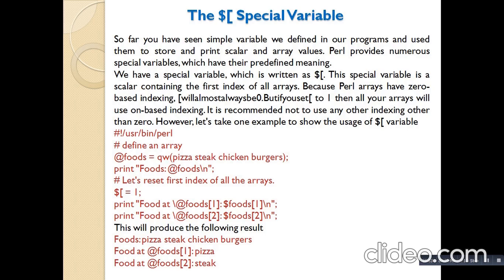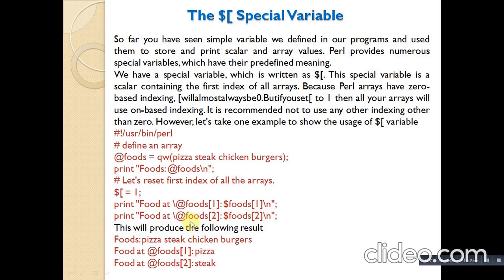Always we start our indexing value with the 0. Now with the help of dollar and opening square bracket, we can specify the initial index value. It is recommended not to use any other indexing other than the 0. However, let us take an example to show the use of the dollar and opening square bracket variable.